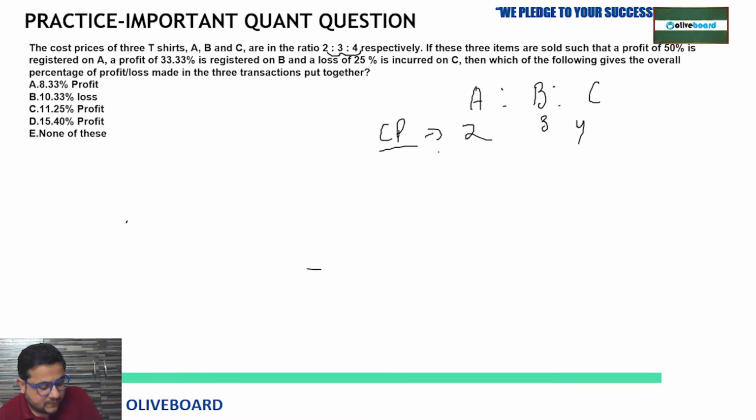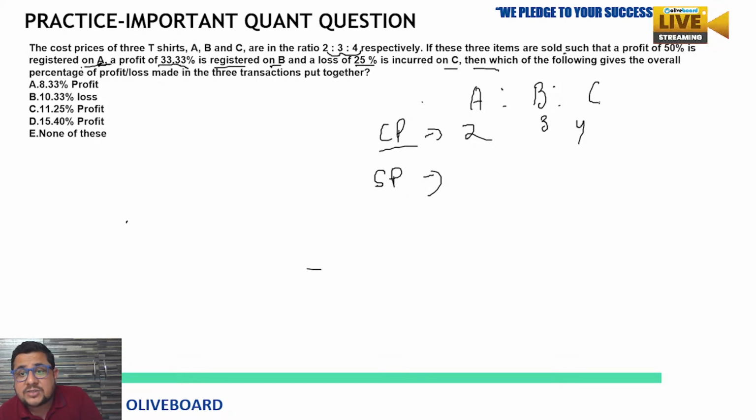Very good, Satya. Fine. Now, if these three items are sold such that a profit of 50% is registered on A, so a selling price we can decide from here, and a profit of 33.33% is registered on B, and loss of 25% is incurred on C. Then, which of the following gives the overall percentage of profit or loss made in the three transactions put together? So they are asking the overall profit or loss.